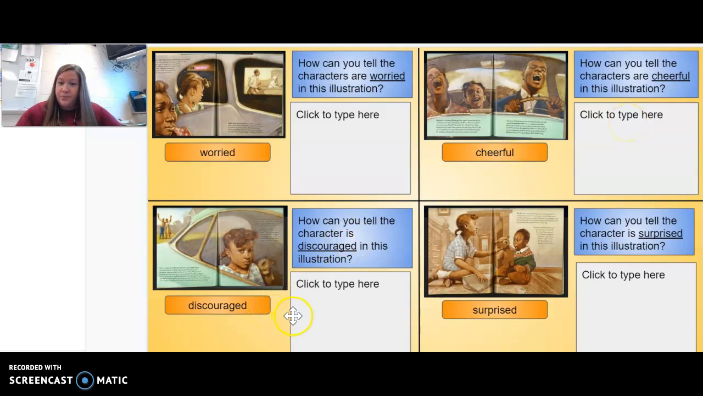In the bottom here, we're looking at this picture, this illustration. We want you to write one sentence. How can you tell that this character is discouraged? And the very last one, how can you tell the character in this illustration is surprised? Make sure you write one sentence in each of these white boxes depending on what emotion they are showing. Worried, cheerful, discouraged, and surprised.